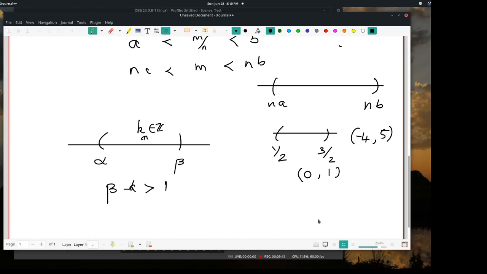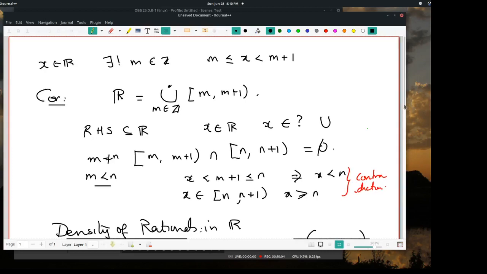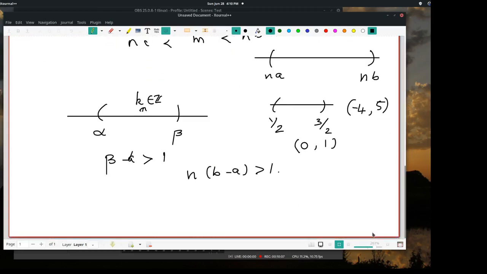Assume that. Now that suggests what I should do: I have to make sure the length of the interval na to nb is greater than 1. What does that mean? n times (b minus a) must be greater than 1, right? But remember, m and n are unknown. But n is a natural number with what property? n times (b minus a) is greater than 1. Can I find such an n? Yes, by the Archimedean property, since b minus a is positive, there exists at least one n so that n times (b minus a) is greater than 1. Right?